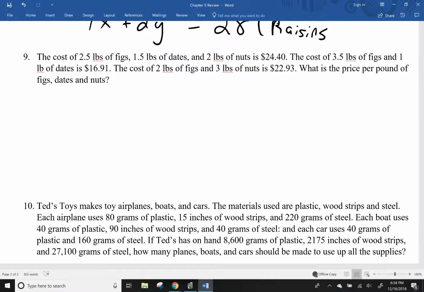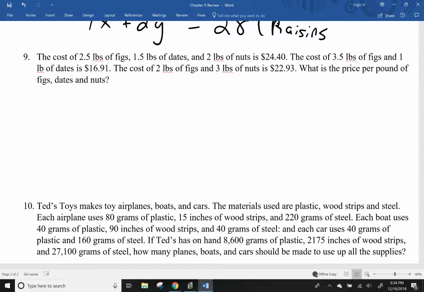So the cost of 2.5 pounds of figs, 1.5 pounds of dates, and 2 pounds of nuts is $24.40. The cost of 3.5 pounds of figs and 1 pound of dates is $16.91. And the cost of 2 pounds of figs and 3 pounds of nuts is $22.93. What is the price per pound of figs, dates, and nuts?